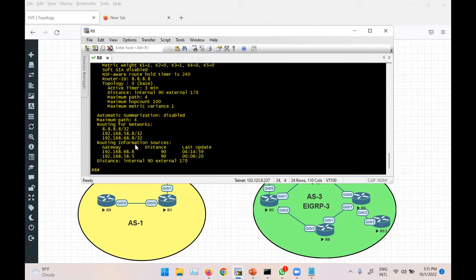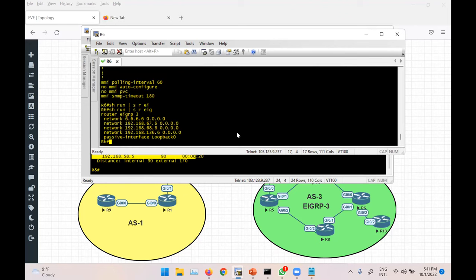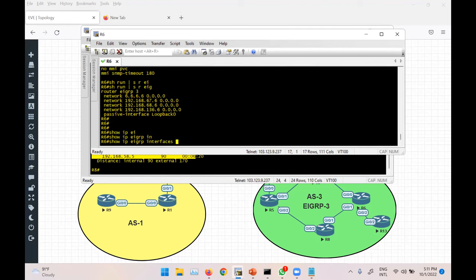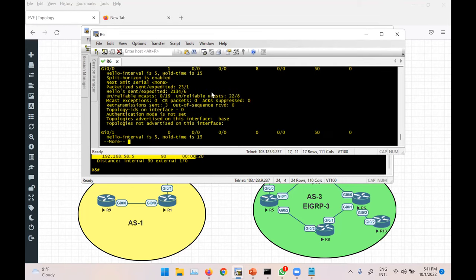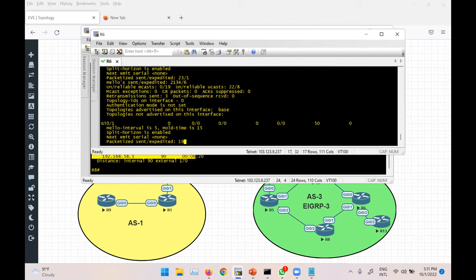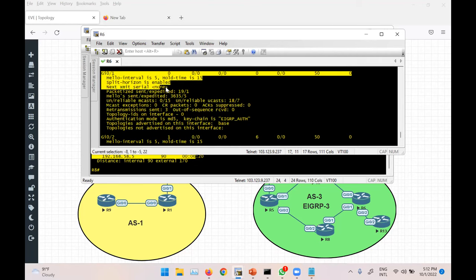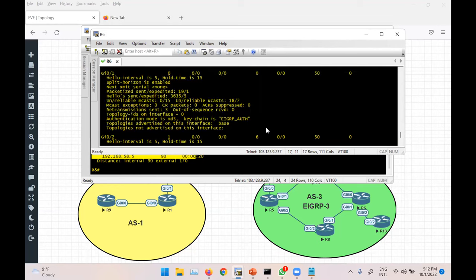And the other thing, the routing information, okay. Right. Now we can check the R6 side. Show IP EIGRP interface detail. So G0/1, we have to check. Okay, so if you check on G0/1, what are we getting here?